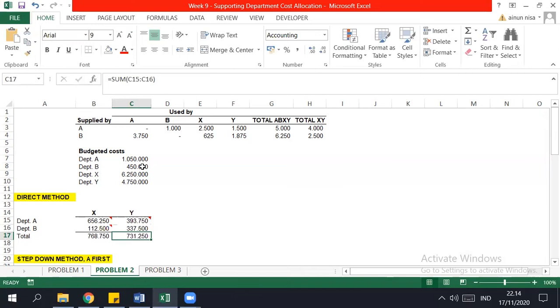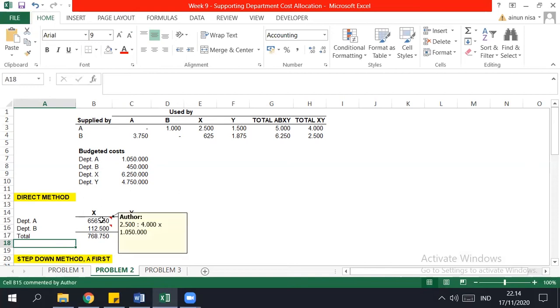For Department X, the sum is 768,750, while for Department Y, it is 731,250. And that's all for the direct method. Okay, so it is quite simple. If you're confused, please read the comment. I already include the formula.